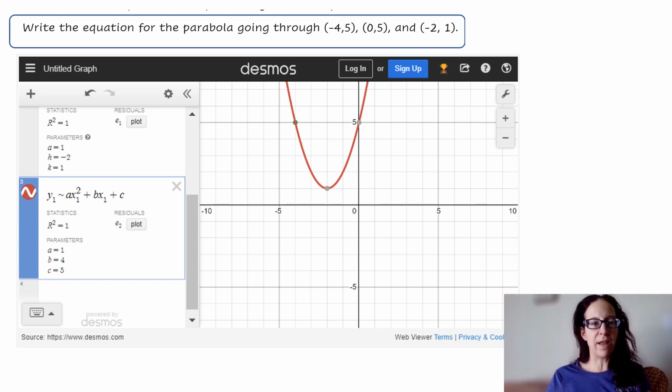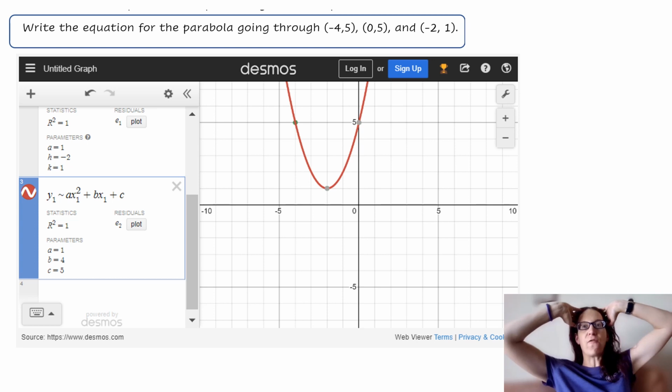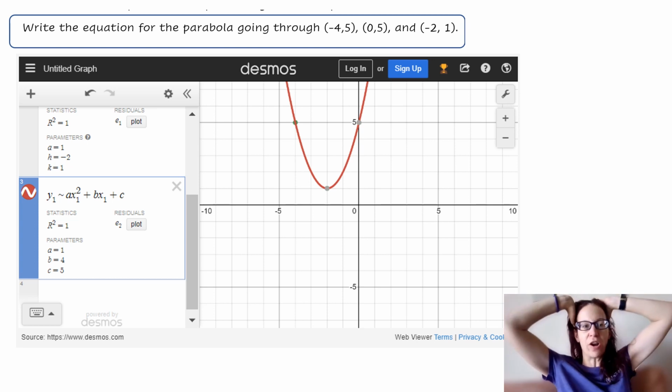So we have -4 and 2, and this was 5, 5, and 1. All right, so we want the equation for that. Now, at this point, you should look at your answer choices and see what form the answer choices are in.